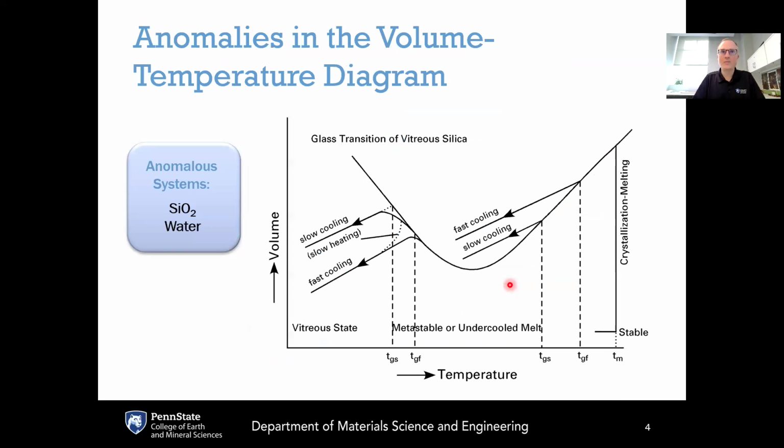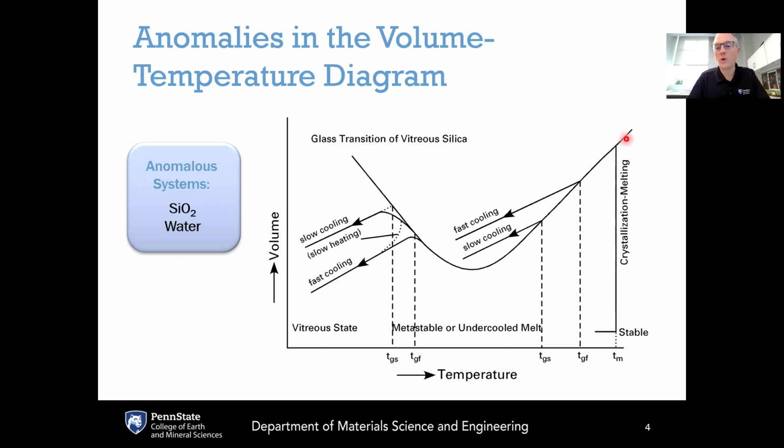Now, one minor point on this slide is that a few different chemistries have anomalies in their volume temperature diagram. Two of the most common ones are two of the most common substances found on Earth, namely silica, SiO2, and water. With both silica and water, they have an anomalous volume temperature diagram because if you look at the supercooled liquid line here, so this is the liquid line, and then let's suppose the crystallization is happening here. This would take us to the thermodynamically stable crystalline state.